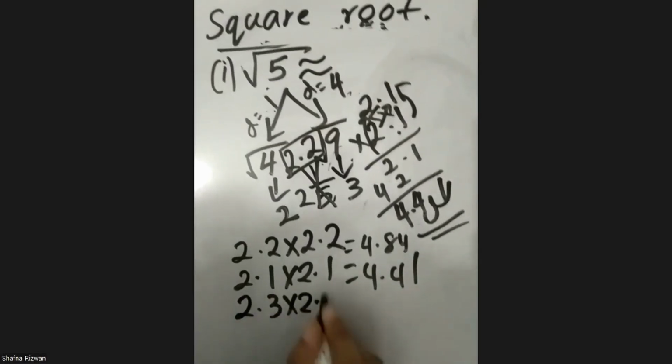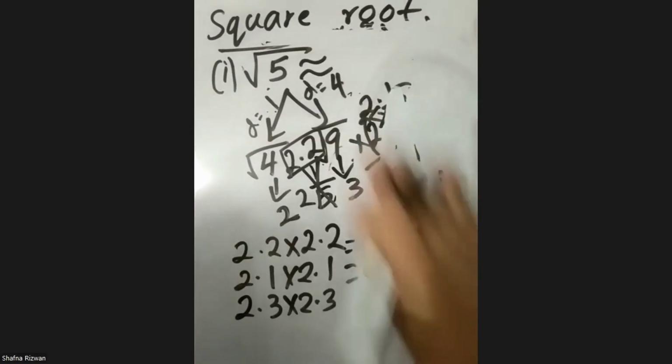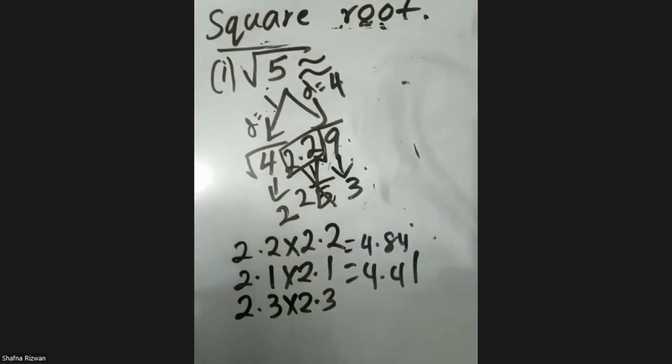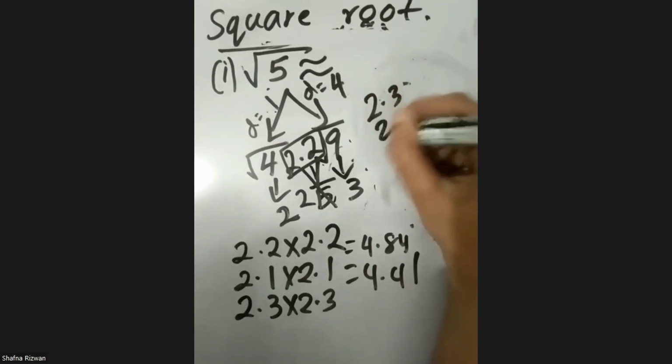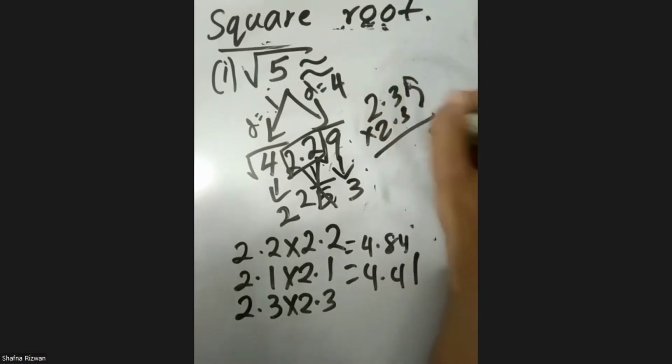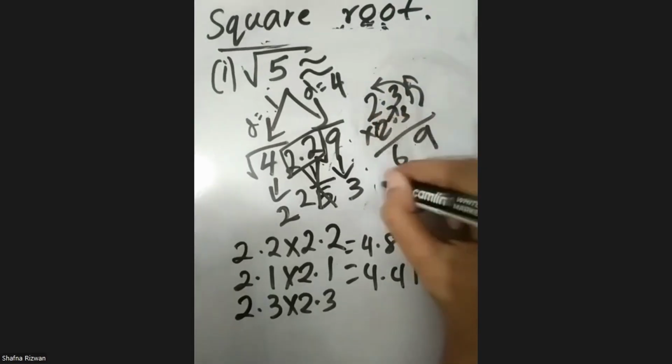Let's do 2.3. You all do it systematically if you want. Okay, let's do it and see. As far as I know, this can become the answer 2.2. So let's take 2.3 and multiply and see. 3 by 3 is 9. 3 by 2 is 6. 2 into 3 is 6. 2 into 2 is 4.